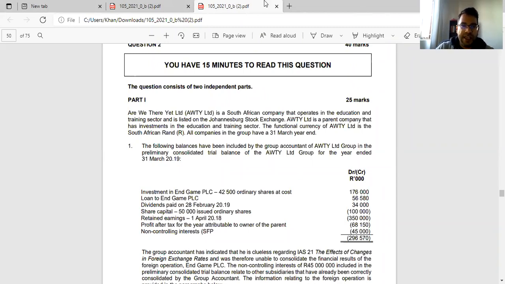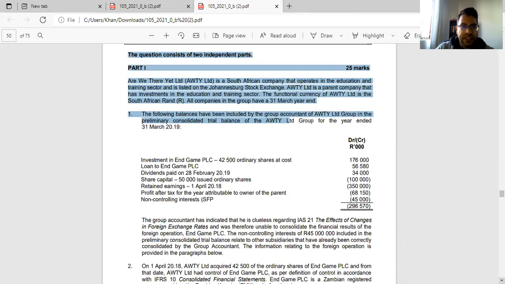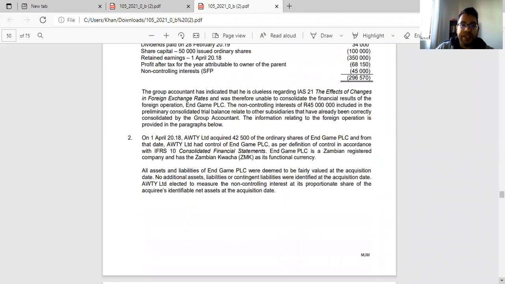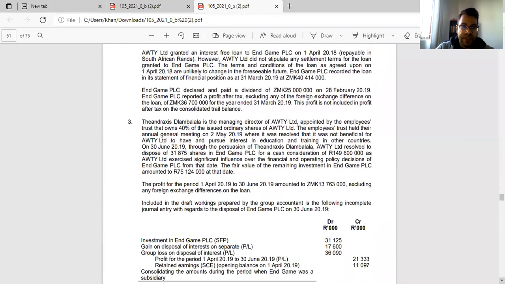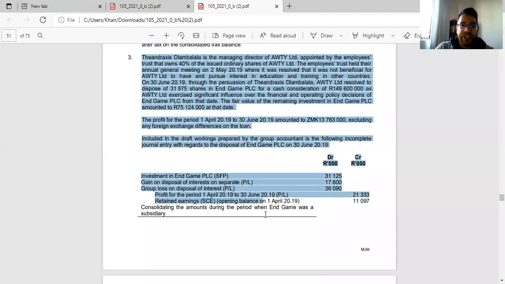Now, we have already read through this question. On Thursday, we read through this question, so you can watch the lesson on Thursday. What we did not read through is part 3. So part 3 is the part we need to work through today, where there was a change in ownership.